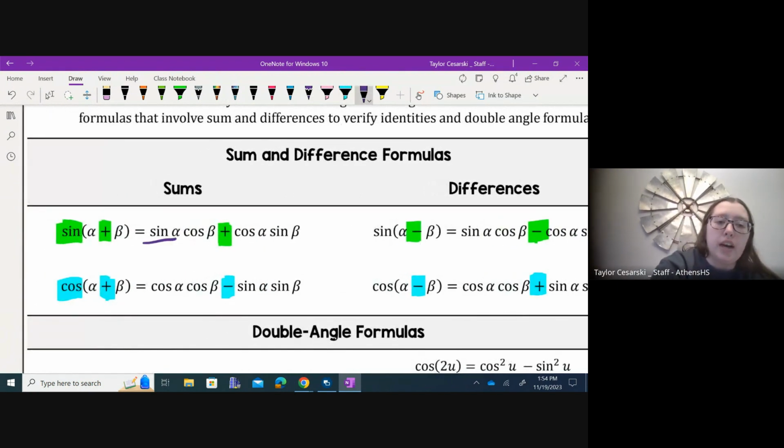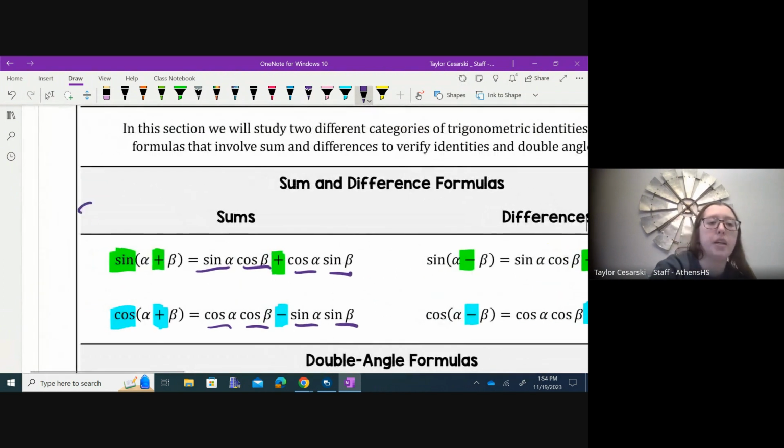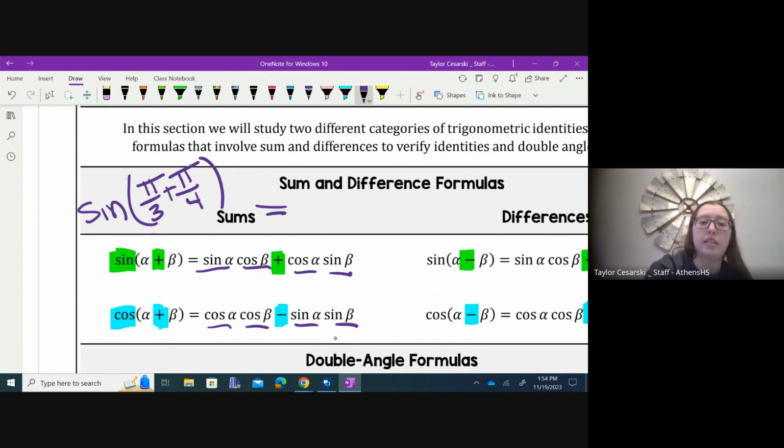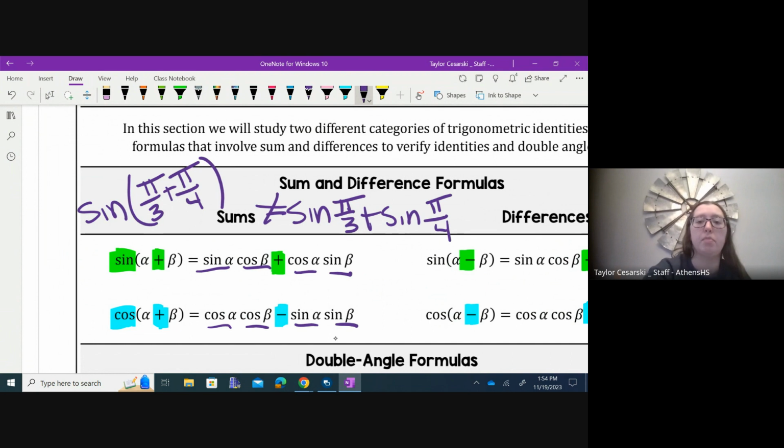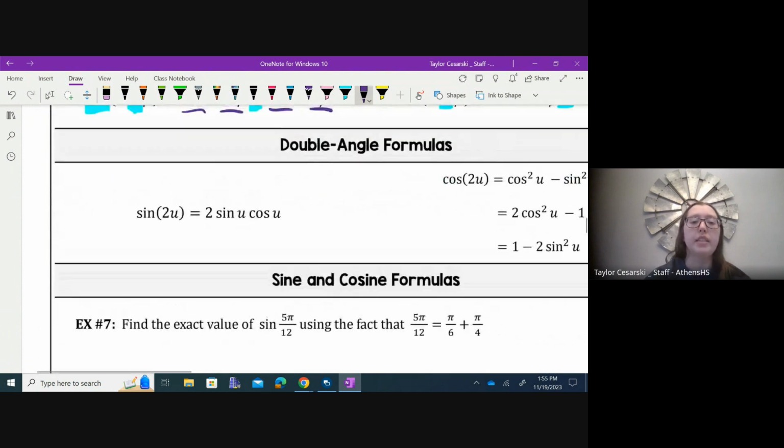Then you'll notice the sine one goes sine, cosine, cosine, sine, and the cosine one goes cosine, cosine, sine, sine. And the reason we want to be able to do this is because if I have something like sine of pi over 3 plus pi over 4, I can't just break that up. That's not equal to sine of pi over 3 plus sine of pi over 4. You can't break it up like that. You have to use these formulas. So by using these formulas, this will allow us to find angles that are not exactly on the unit circle, but maybe are a sum of two angles on the unit circle, or a difference of two angles on the unit circle.